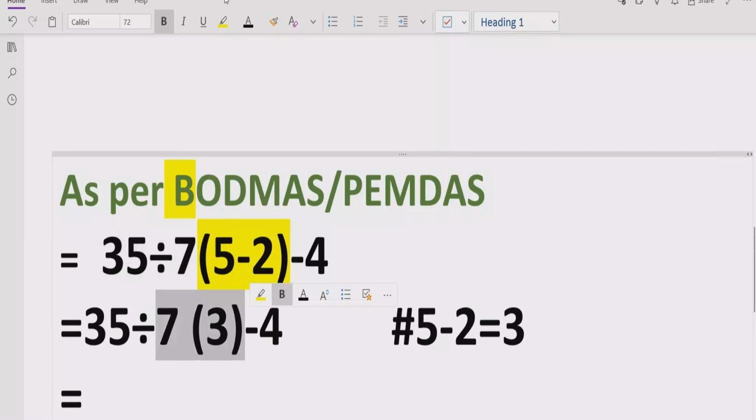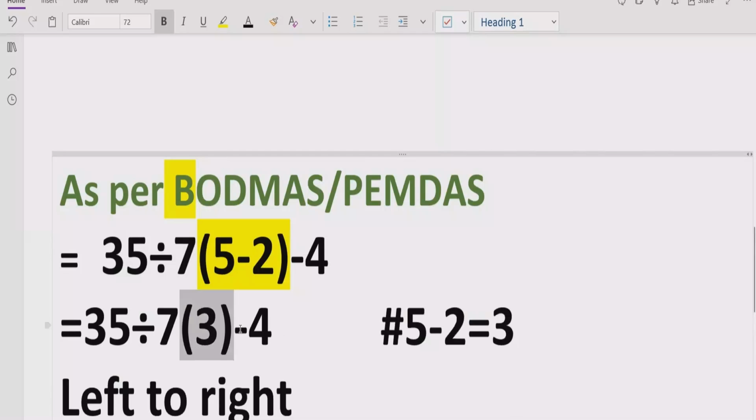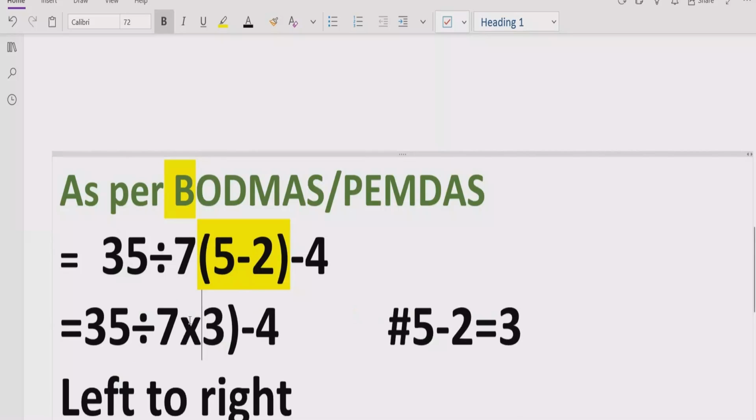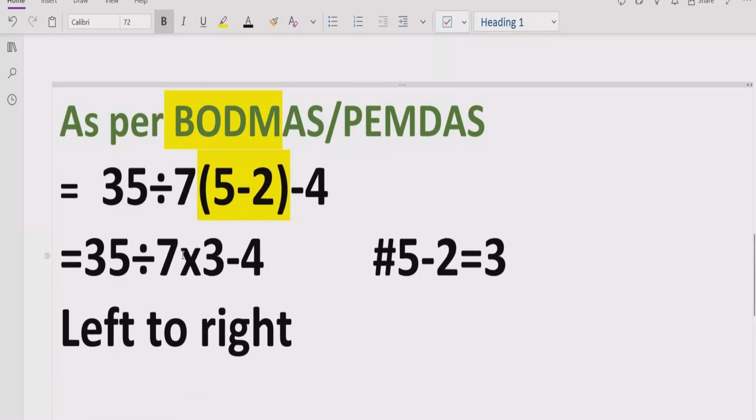Sometimes people say we should solve this part, but we cannot solve it now. We have to go left to right. Now, because we do not have any bracket left, although this one looks like a bracket, it is not, we can write it this way. And now we will move left to right, and because we do not have any exponent, we will see the division and multiplication. We go left to right and see whether division or multiplication comes first. Here we have the division first, so first we will divide 35 divided by 7 equals 5.